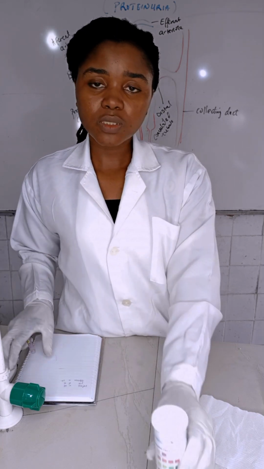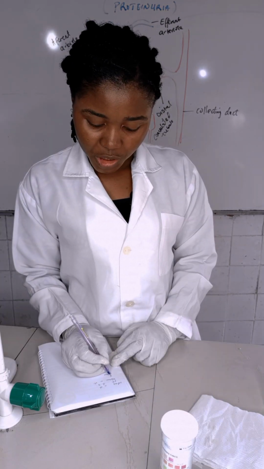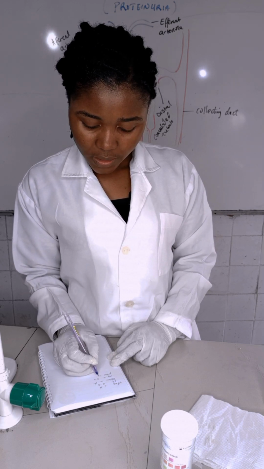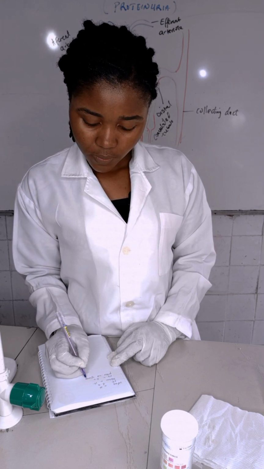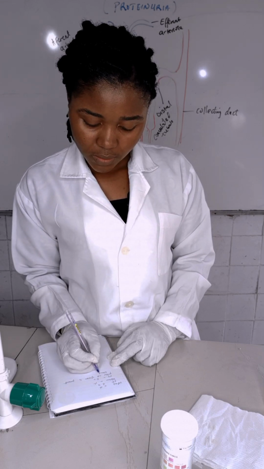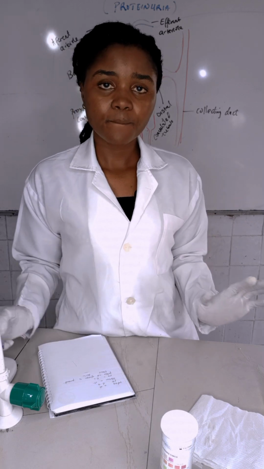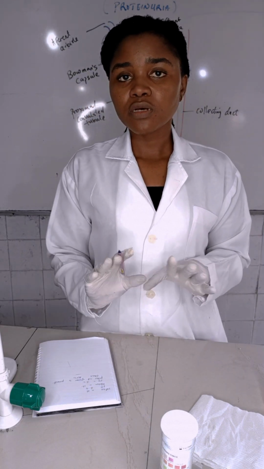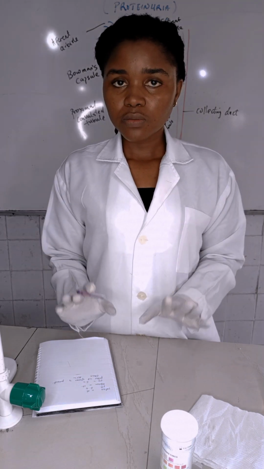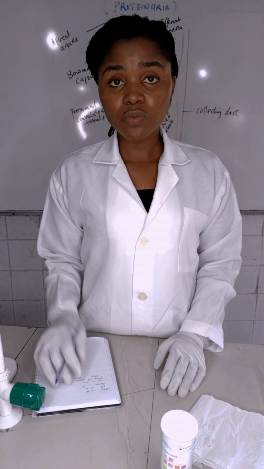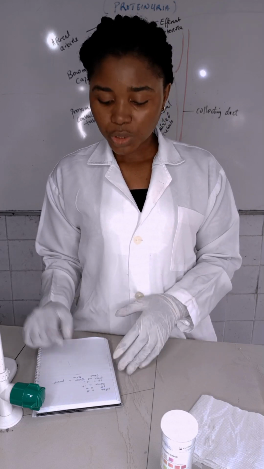So how do you report it? First of all, you say that pH is 6.0. Protein and glucose is present. Others, nil. That's how we report it. Then you can now go ahead, depending on the way the request form is, and put the level, whether it's 1 plus, 2 plus, or 3 pluses.